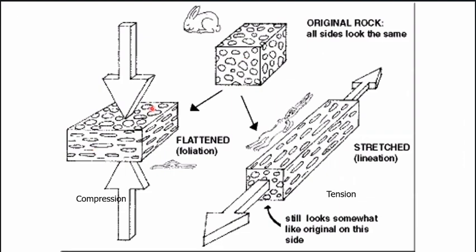So here, this is what the rock looks like initially. You have your grains, original rocks. All the sides look the same. But when pressure is applied, you can see compression. There is a kind of flattening called foliation. That is stretching of the minerals in one direction. So that is what happens.